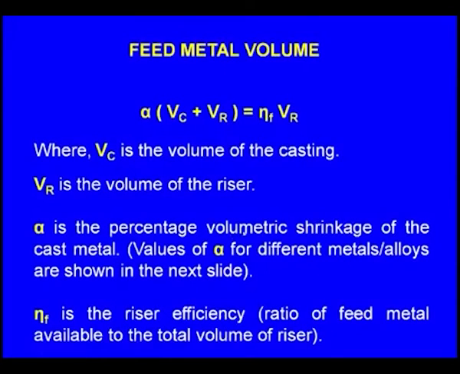Friends, till now what have we learned? In these two lectures, we have seen the feed volume concept: alpha into (Vc plus Vr) is equal to eta f into Vr, where Vc is the volume of the casting, Vr is the volume of the riser, alpha is the percentage volumetric shrinkage of the cast metal, which is different for different cast alloys, and eta f is the riser efficiency. What is riser efficiency? It is the ratio of feed metal available to the total volume of the riser.